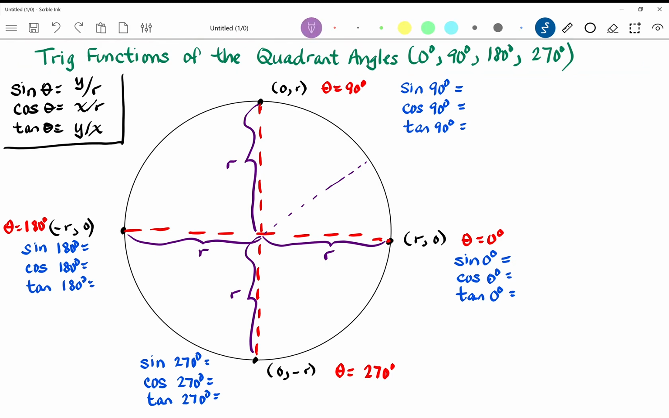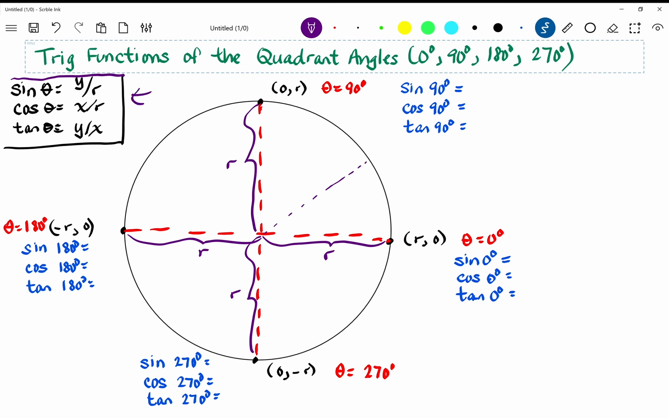So looking at 0 degrees, what we have to keep in mind is that no matter what point we're talking about, sine of theta is y over r, cosine of theta is x over r, and tangent of theta is y over x. Every time we do this, we have x and y, and if there's an r in the formula, it stays in the formula. So I'm just going to start off with 0 degrees, putting the r's there.